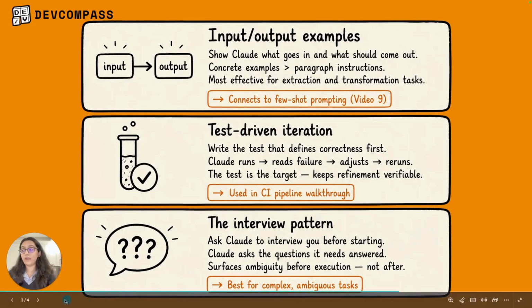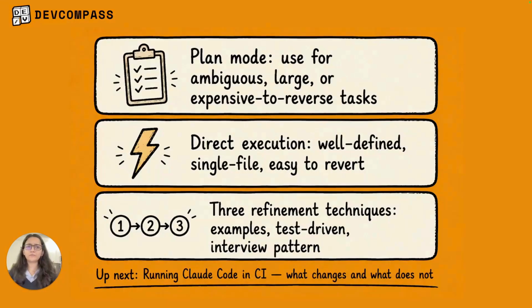Those were the 3 refinement techniques, and this was a super small video. Let's look at a summary of it. So there's plan mode, which you use for ambiguous, large or expensive-to-reverse tasks. Direct execution, when you have a well-defined, single-file, easy-to-revert task. And 3 refinement techniques that we discussed, which are first, input-output examples, second, test-driven iteration, and third, the interview pattern. And the interview pattern is my absolute favorite. So that was it. Plan mode and refinement are about getting the right result in an interactive session.